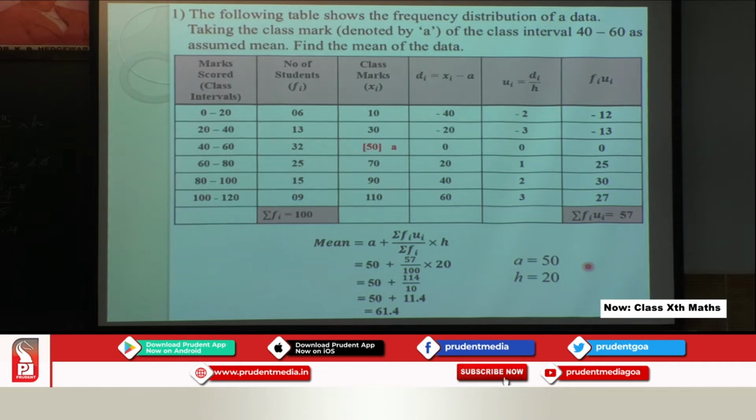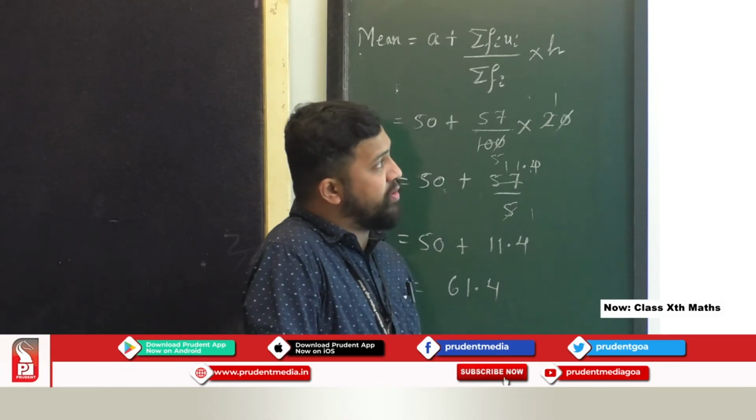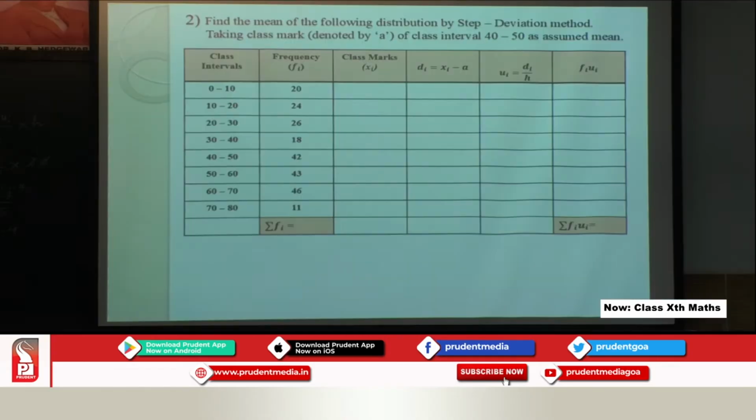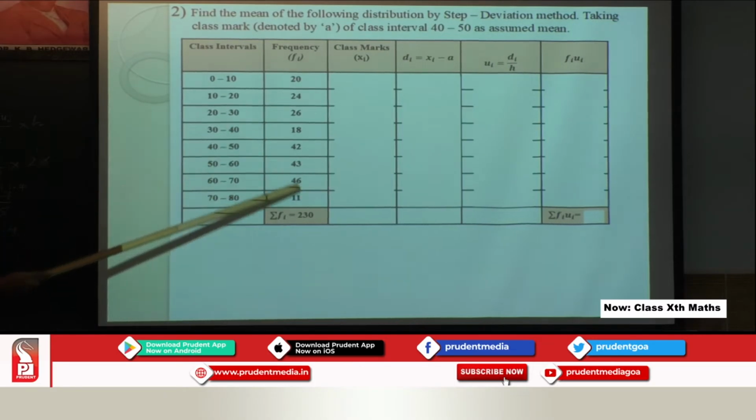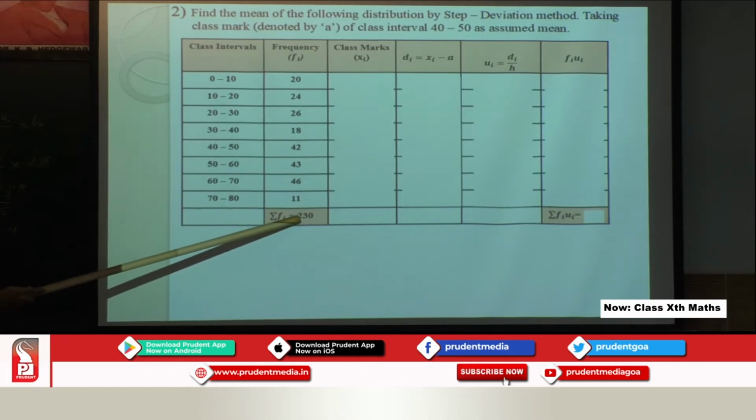Hope you are clear. Let's take the second example. Find the mean of the following distribution by step deviation method, taking the class mark, denoted by A, of the class interval 40 to 50 as assumed mean. So your class intervals are given. Total is not given, so we have to find the total first. Total is 230, a slightly big number now. If we add all these numbers, summation fi will be 230.